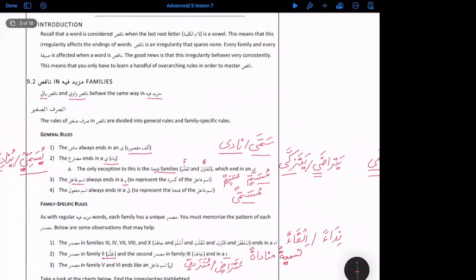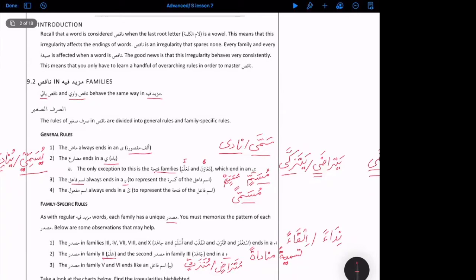These were the general rules. Now, family specific rules are in Mazid Fihi, each family has a unique masdar. So masdar would be all different variety of patterns. You must memorize the pattern of each masdar, and some are over here.